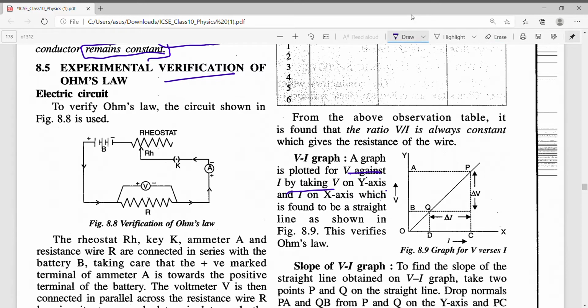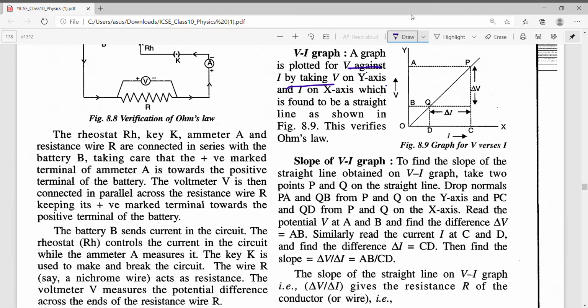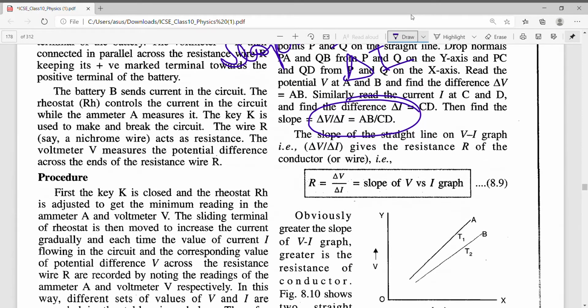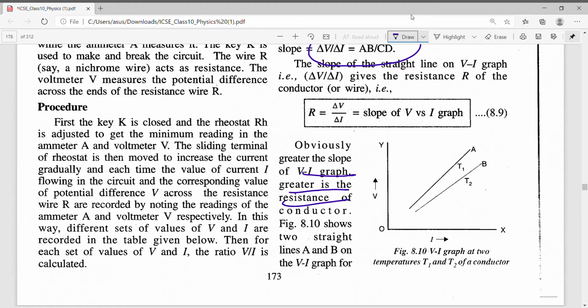Okay, so the slope of the VI graph is the slope of the straight line obtained in the VI graph. Take 2 points P and Q on the straight line, and it's basically delta V by delta I. Right? What will it be? Delta V by delta I would be the slope of this graph. So the slope of the straight line is delta V by delta I. Obviously, the greater the slope of the VI graph, the greater the resistance of the conductor.